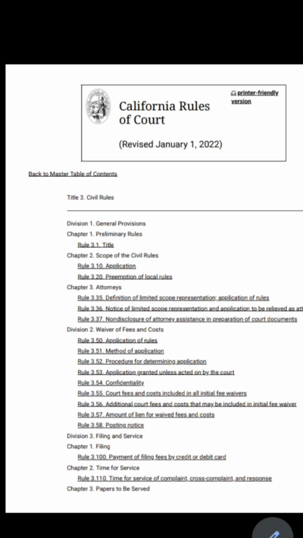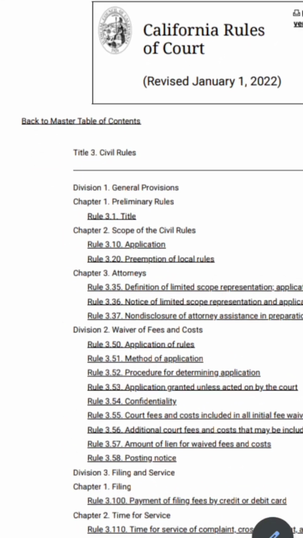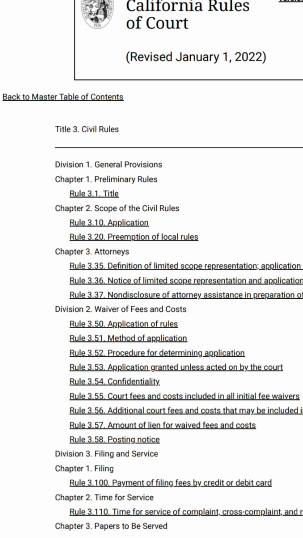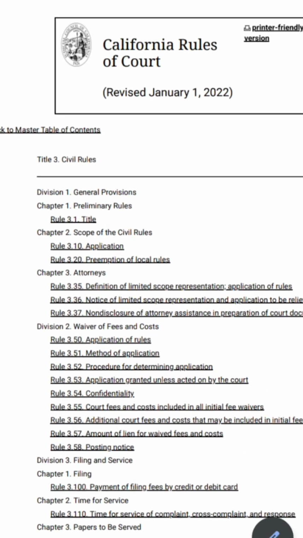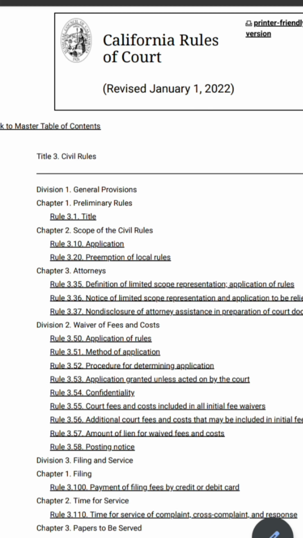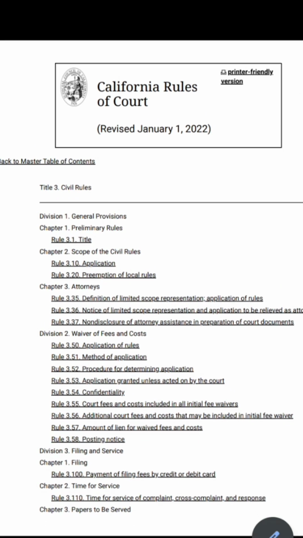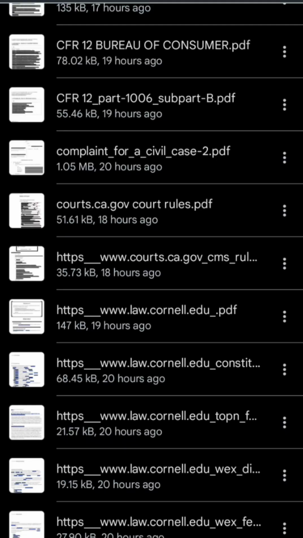I was trying to organize everything. Okay. So court rules right here. I would go through these and hit every one, because on the website they're linked, and I would read everything so I have a full understanding. It also lets you know the filing and service, filing, payment, fees. It goes through and breaks all of that down so you kind of know what to expect.